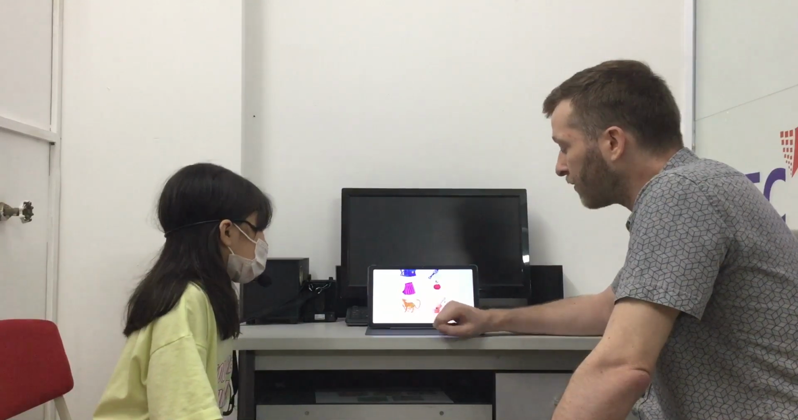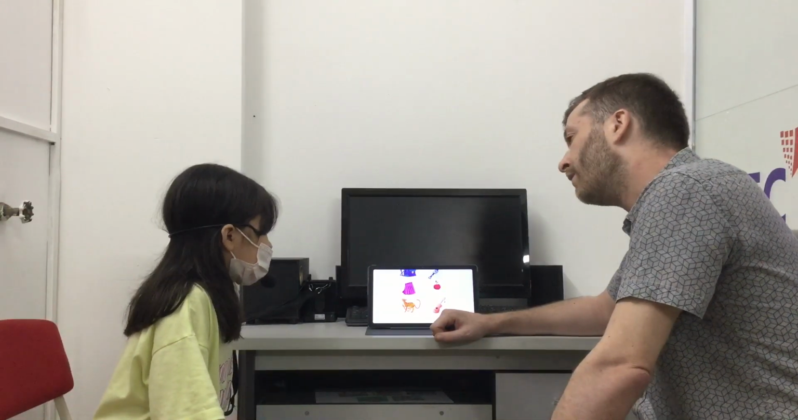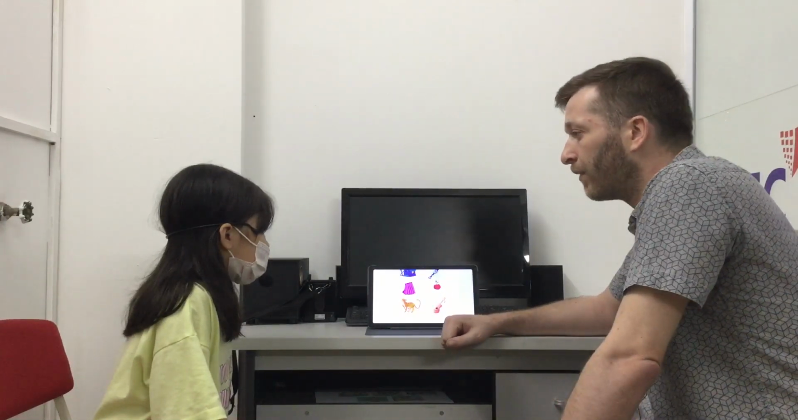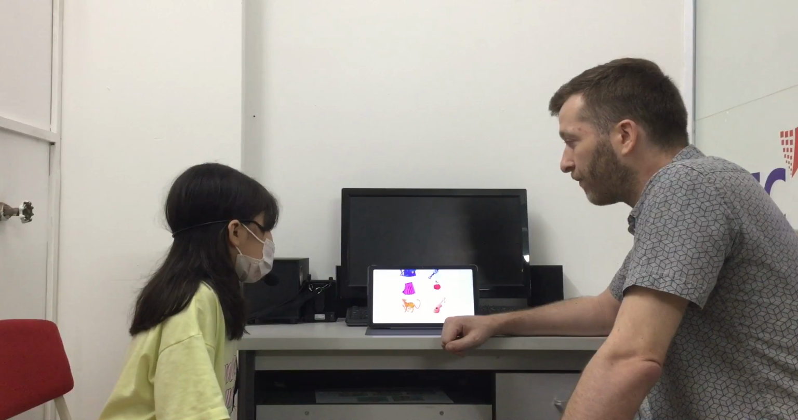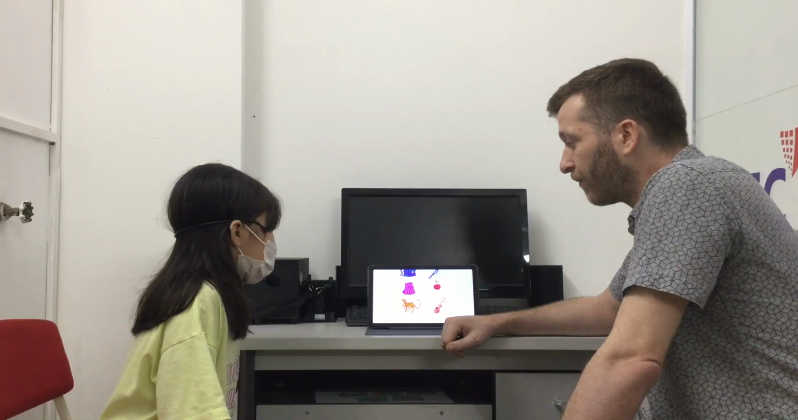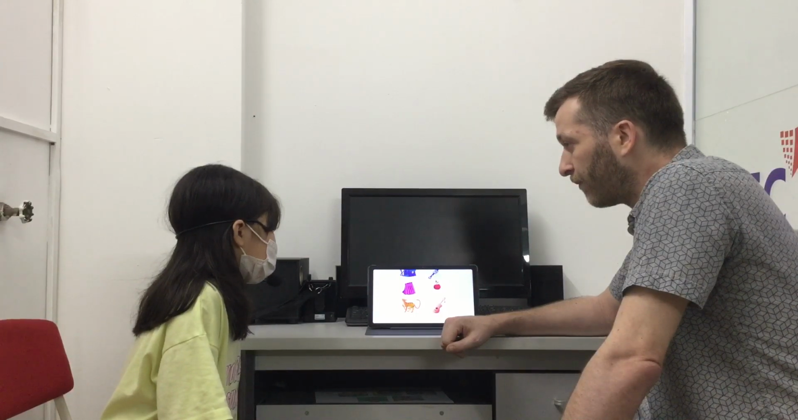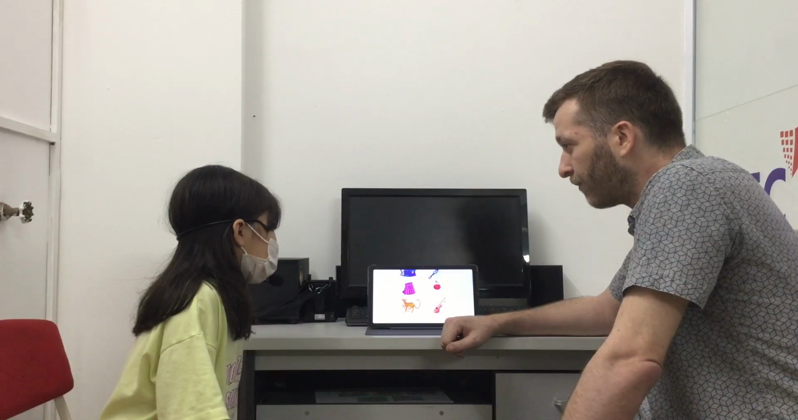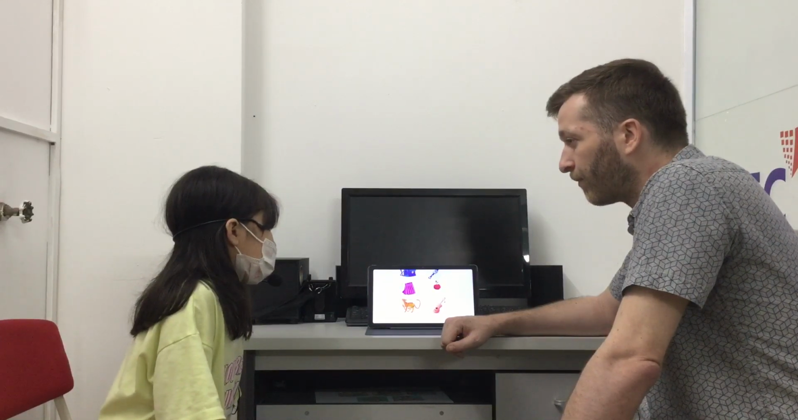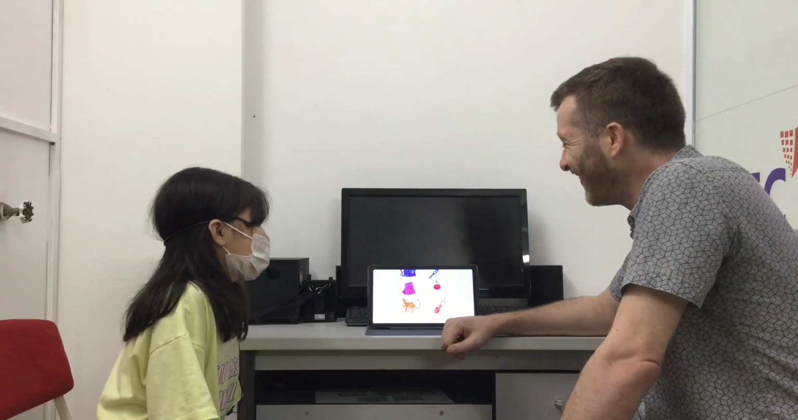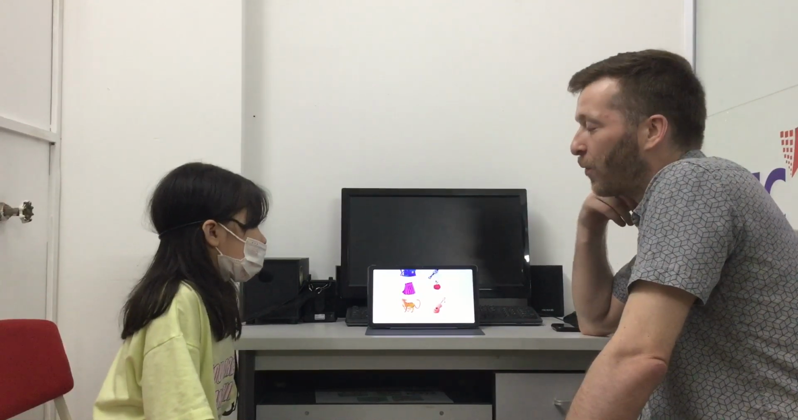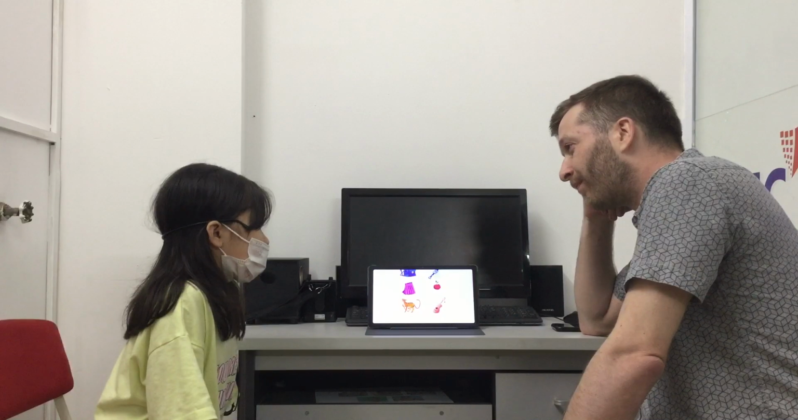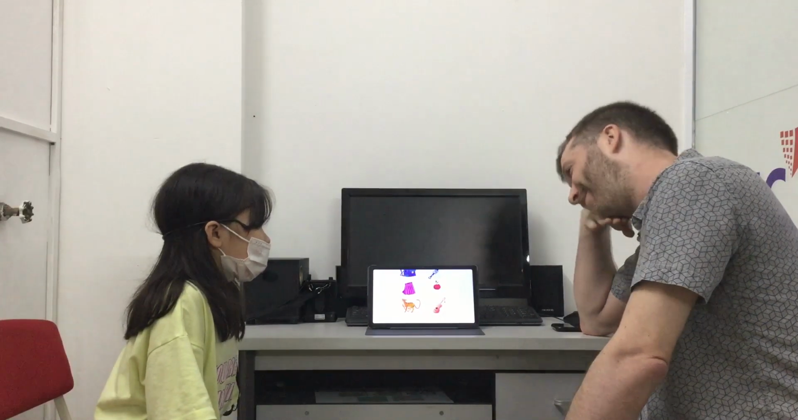Good. What animal is this? A tiger. Do you like tigers? No. Why not? So what animal do you like? I like a rabbit. Oh, why do you like rabbits? Because it's cute. So cute.